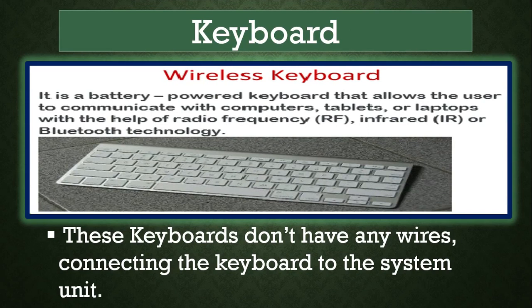First is wireless keyboard. It is a battery powered keyboard that allows the user to communicate with computers, tablets or laptops with the help of radio frequency, infrared rays or Bluetooth technologies. These keyboards don't have any wires connecting the keyboard to the system unit. It means these are the types of keyboard that are connected to the computer without using any wires. So they use Bluetooth or radio frequency or infrared. It means wireless technology to connect to the computer.